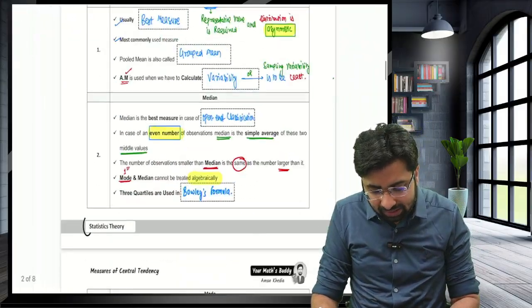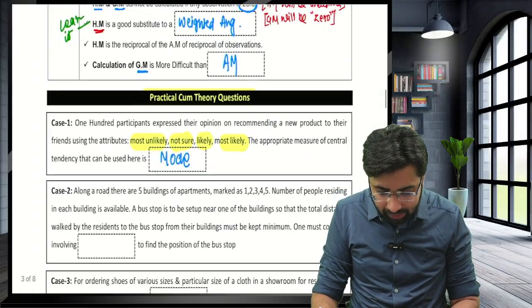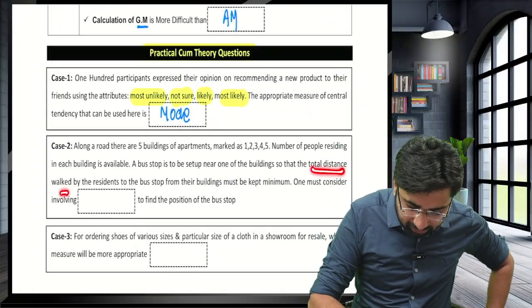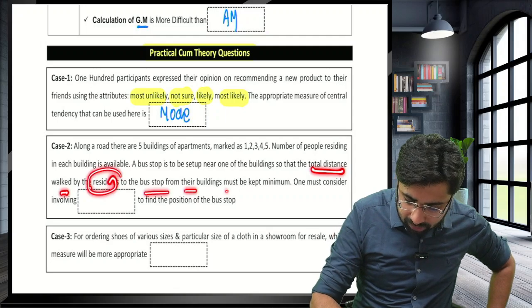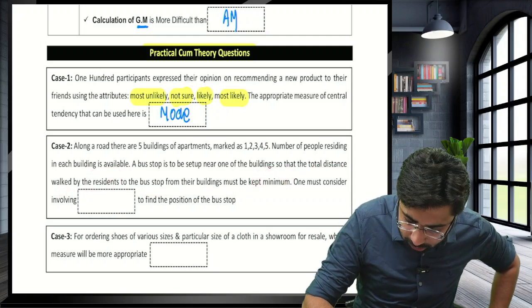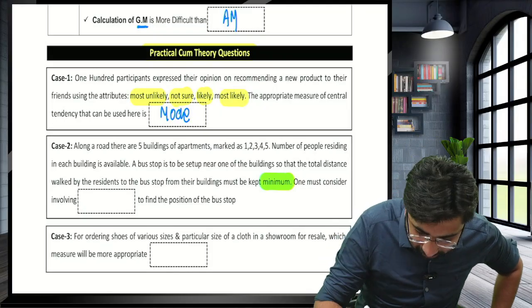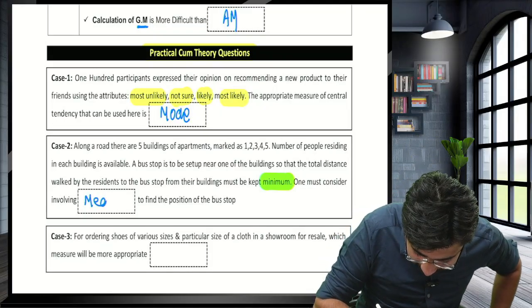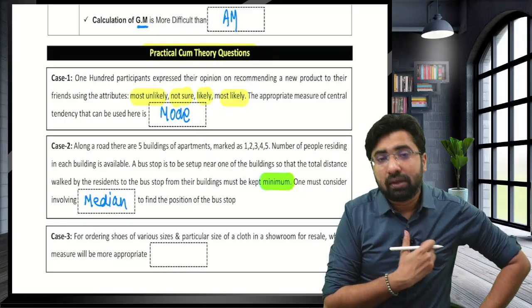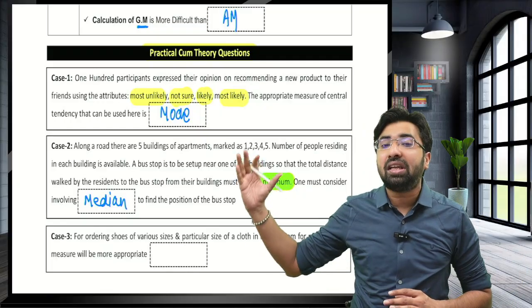So here, since I want the total distance walked by the residents to the bus stop to be minimum, I am saying the distance should be minimum, so I will prefer the median. Now see, this is known as practical cum theory.